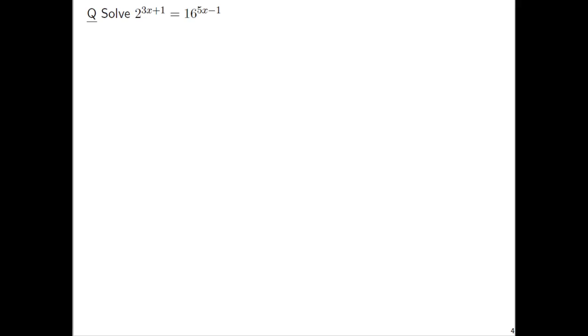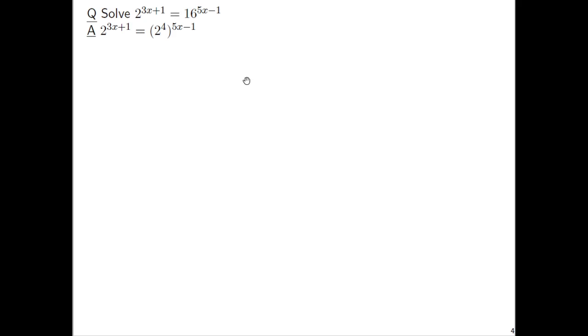Let's solve the equation 2 to the 3x plus 1 equals 16 to the 5x minus 1. Now, it'll be convenient because of the very similar bases to change the 16 into a 2 to the 4th. Please don't change 2 into 2 to the 4th. That would change the problem. Change 16 into 2 to the 4th.